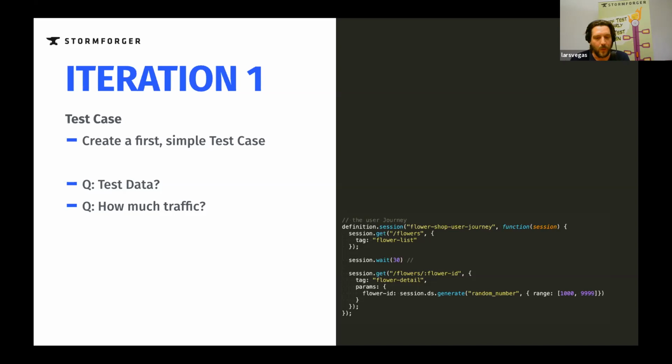So when you do this very first step, you immediately realize that when you want to request a flower detail page, or the entry of all the flower details, you of course need some kind of test data. In this case, simply the flower IDs, and it probably will not work to just use a random number to hit the right flowers you actually want to check. And this is the first learning you have with that scenario.